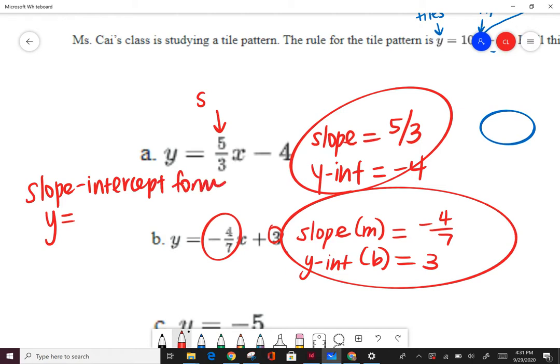So slope-intercept form is y equals mx plus b. The m stands for our slope, also known as the repeated addition, the constant. And the b stands for our y-intercept, or our starting point, figure 0.